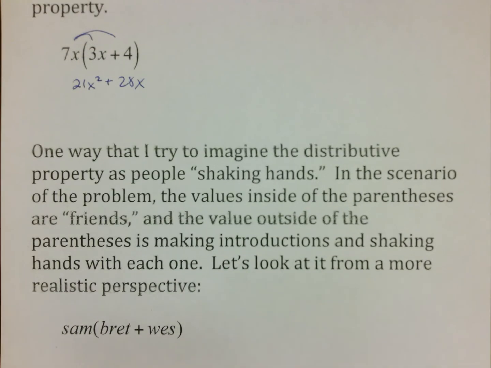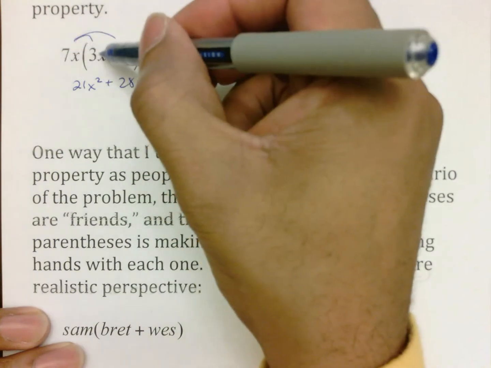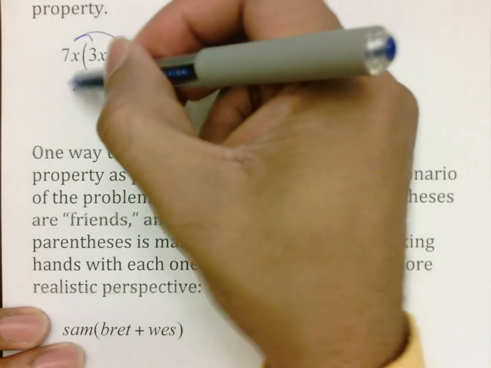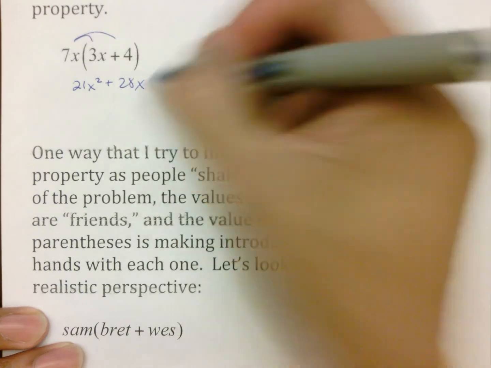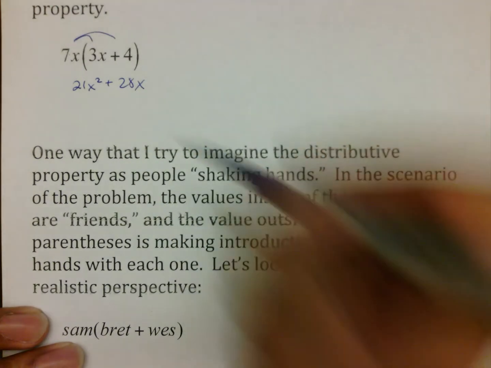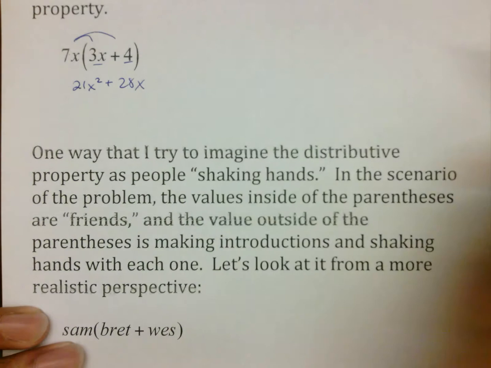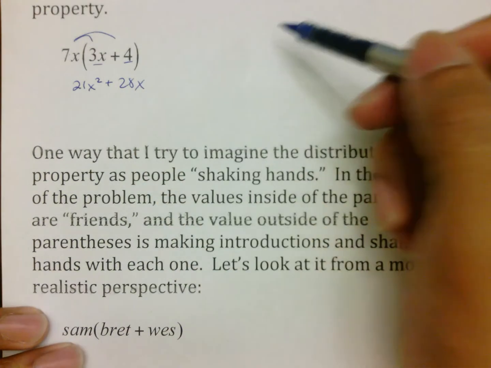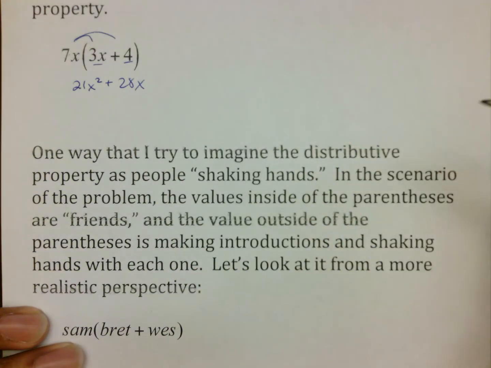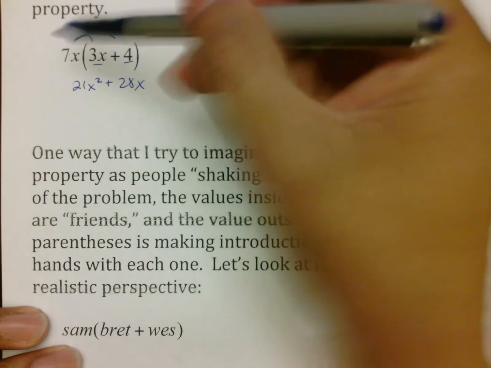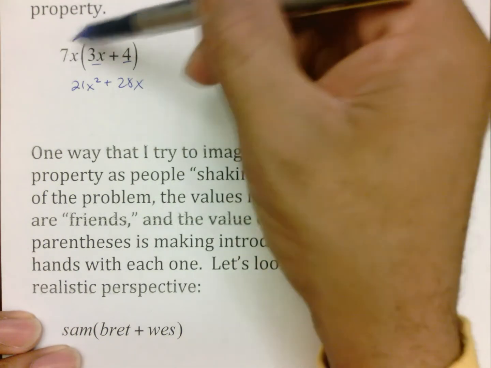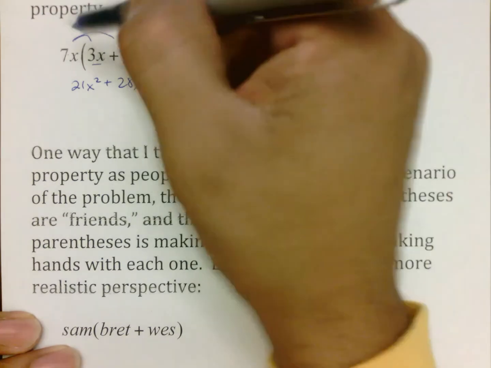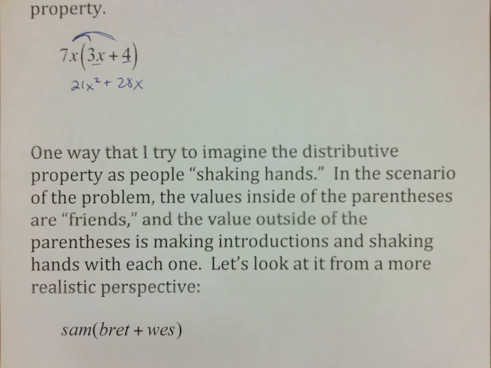One way that I try to imagine the distributive property is people shaking hands. So in other words, 7x shook hands with 3x, and that produced 21x squared. 7x shook hands with 4, which made 28x. In this scenario, the values inside the parentheses are already friends, which is why they don't shake hands with each other. So what that does for me is it helps me to organize what's going on, and helps me not to do 7x times 3x, 7x times 4, 3x times 4. You understand that 7x is just going to meet both of them.